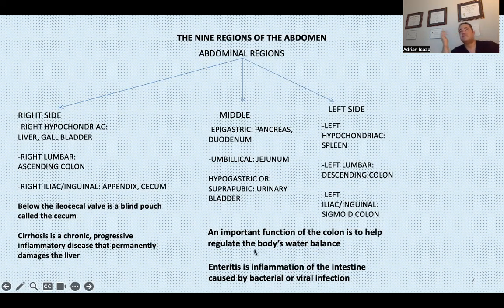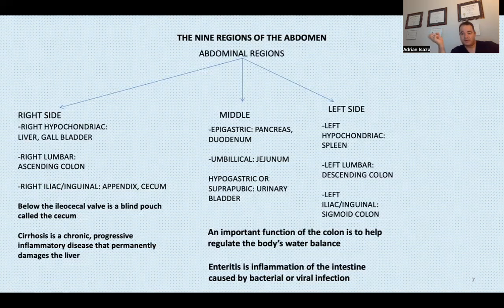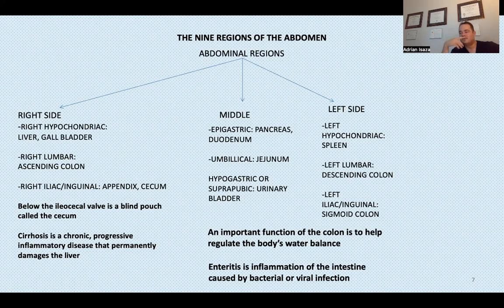So the small intestine's main function is absorption of nutrients through microvilli, which is, I believe, another question you have to know. But the large intestine is mainly for elimination, right? The large intestine has bacteria. Bacteria help to break down food. It's a big part of feces, right? And it still absorbs water and fiber, which is why you need to increase both to increase elimination, right?